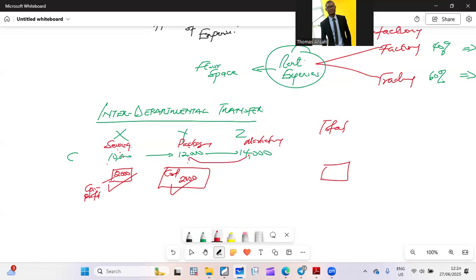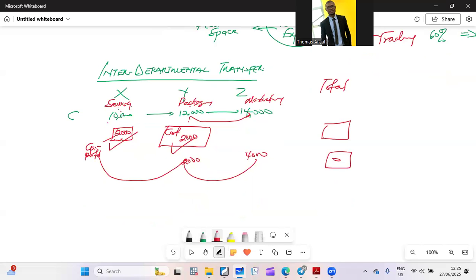Because when this one transfers to this one at 14, something he bought here, he will also be getting a profit of 2,000, and this one will be incurring an extra cost of 4,000. So that is how it will be. So this gain and this gain minus this cost will make the thing zero. So the understanding you should get here is that, yes, in the individual department, you can make profit or loss, but in the group or in the total, nobody will gain anything. Nobody will gain anything.